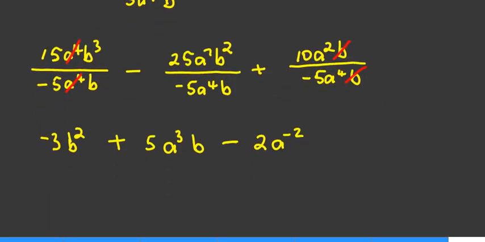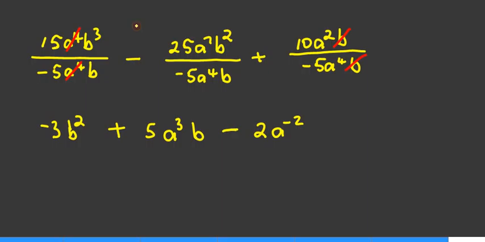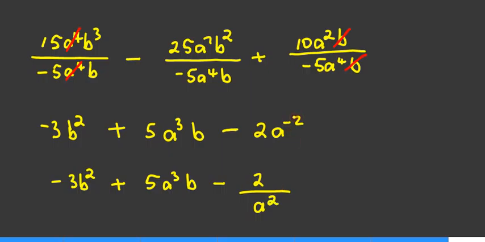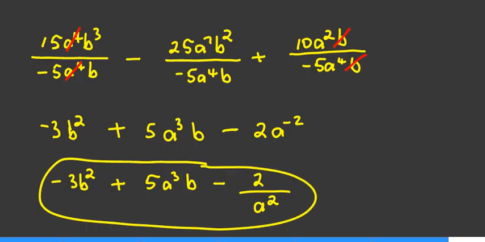So we're almost finished, but remember, we don't ever want to leave a negative exponent. And so we can fix that last exponent by doing this. We keep everything else the same. Negative 3b squared plus 5a cubed b minus 2 divided by a squared. We make that negative exponent positive by just bringing it into the denominator. So when we do the division, this is what it looks like.